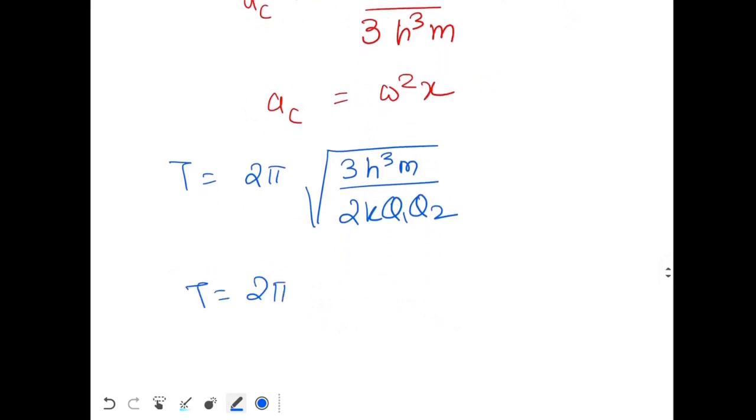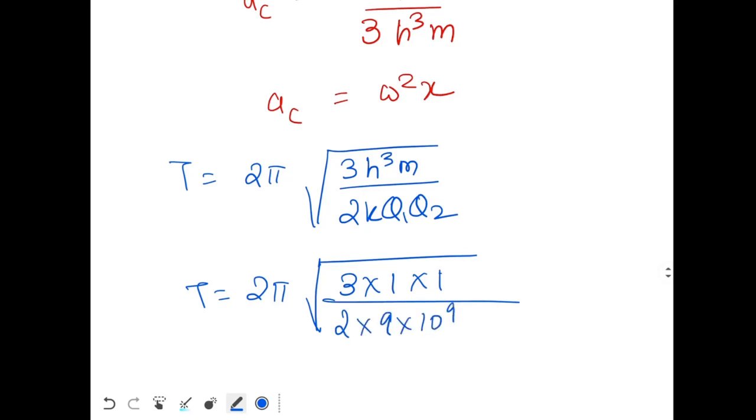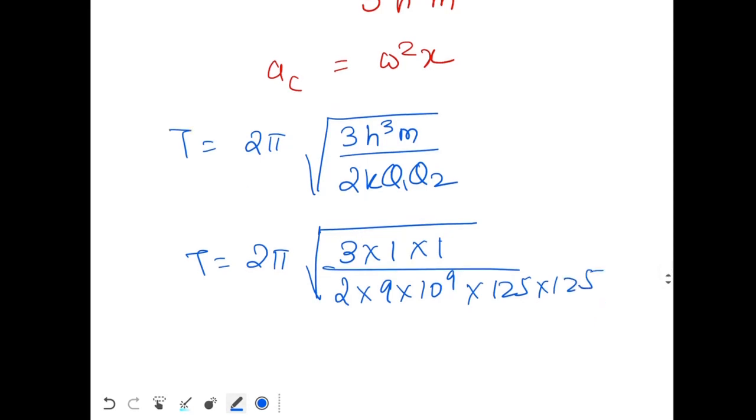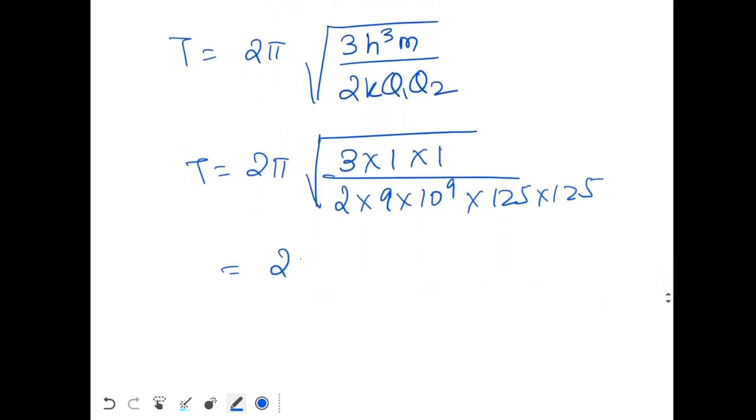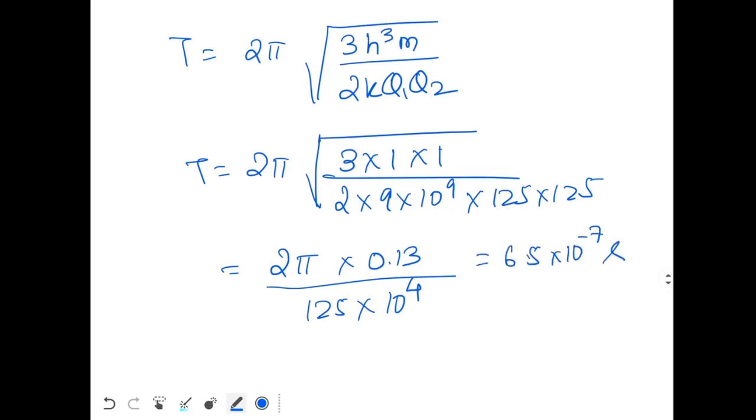So T will be 2 pi root 3 times h is 1, so 1 cube is 1, mass is 1 kg, again 2 times k is 9 into 10 power 9, into 125 into 125. I'm ignoring the minus sign. So this will give you the time period. So 2 pi into 0.13 divided by 125 into 10 power 4. When you simplify this further, this will be equal to 6.5 into 10 power minus 7 seconds. This is the time period. Okay, this was the method 1.